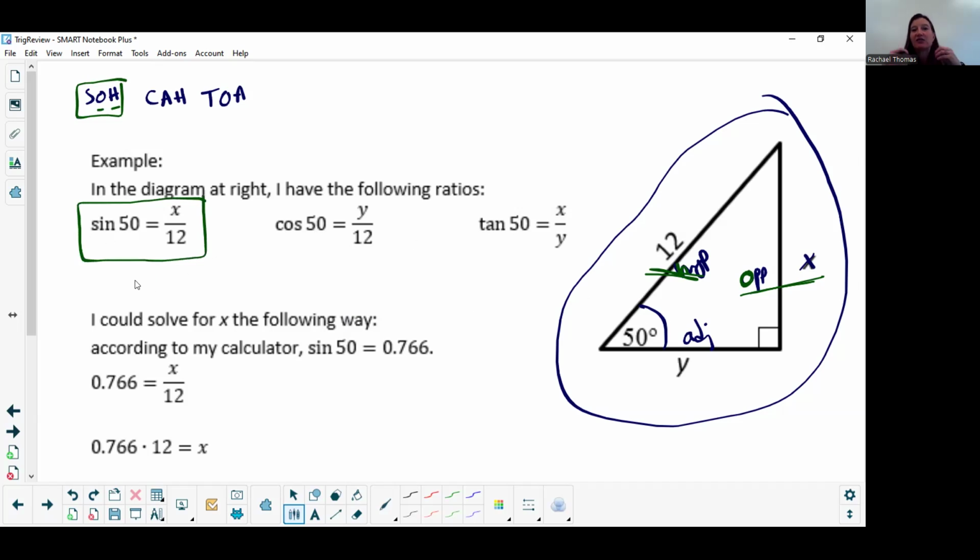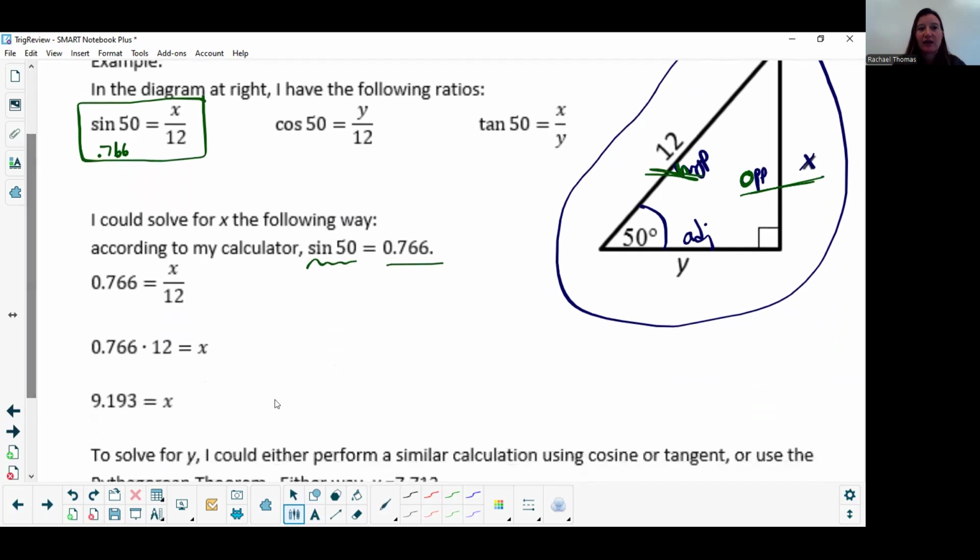Sine, cosine, and tangent are functions. They are operators where I put an angle in and I get a fraction or a decimal out. So 50 degrees is what I put into my calculator. I just type that into my calculator and it spits out this random decimal, okay, 0.766. That means 0.766 equals x over 12. I can do some algebra and find my x value, and that in this case would be 9.193. That would be the value of x.